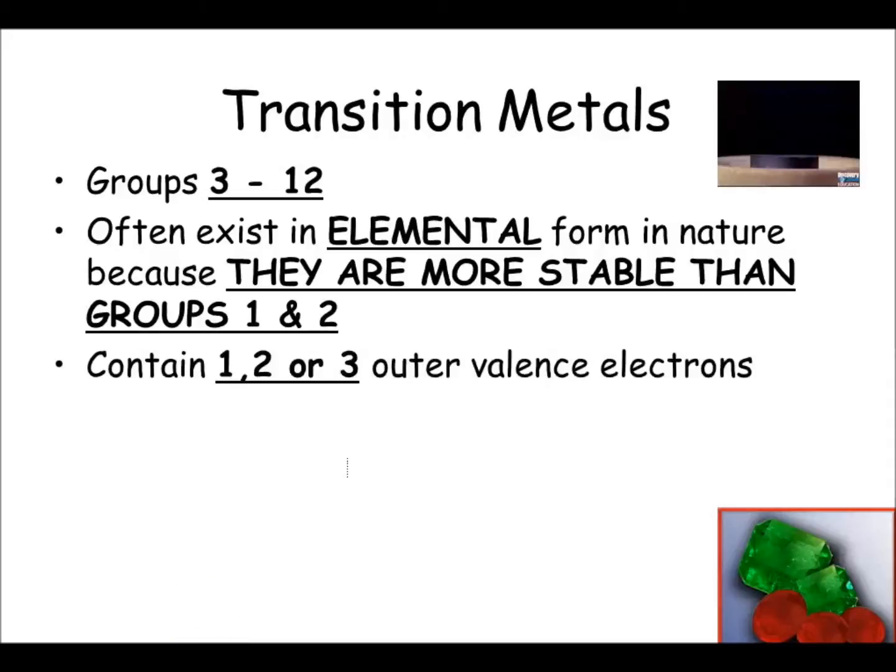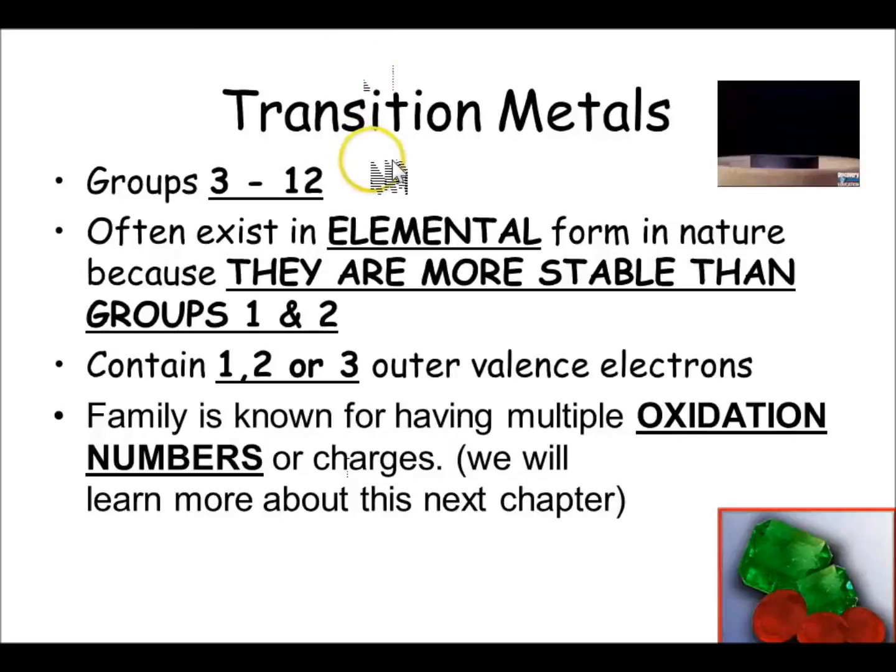These guys have 1, 2, or 3 outer electrons or valence electrons. So when you draw their atoms, that last ring that you draw, they're going to either have 1, 2, or 3 electrons there. And the big deal about transition metals is that they have multiple oxidation numbers. And you probably haven't heard that word, but it is just a synonym for charges. So we're going to learn a lot more about that in chapter 20. But just remember that transition metals are known for having different charges.